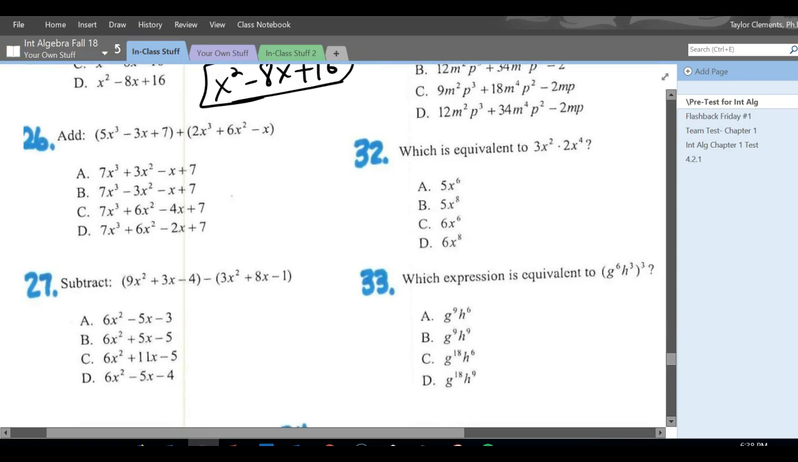All right, next question here. Add. This is a little annoying. These parentheses don't mean anything since we're just adding. So you could get rid of them if you wanted to, if they're getting kind of in your way. And you're just combining like terms. That's all you do with polynomials.